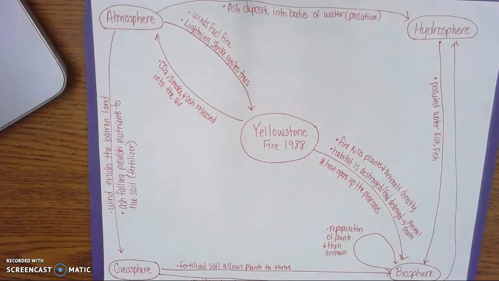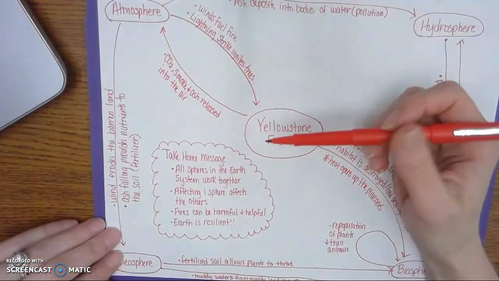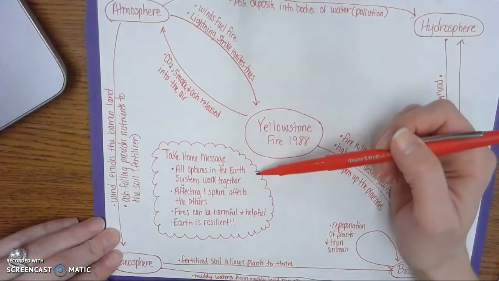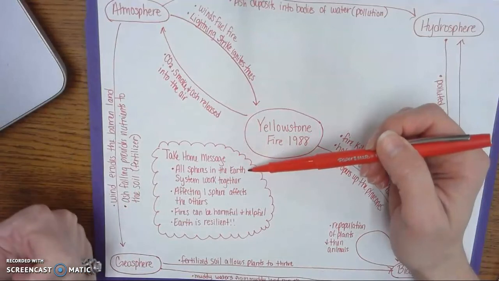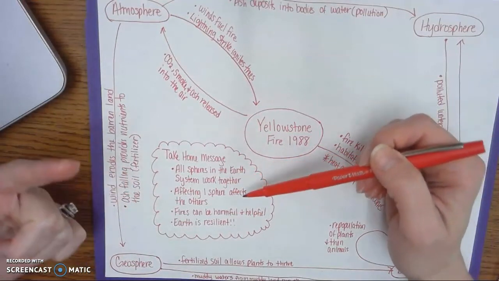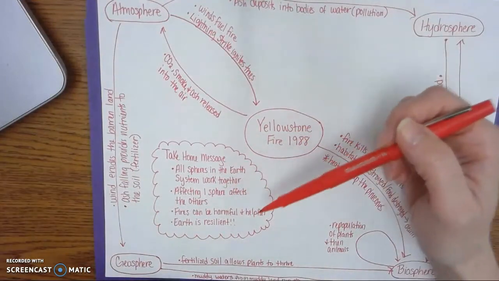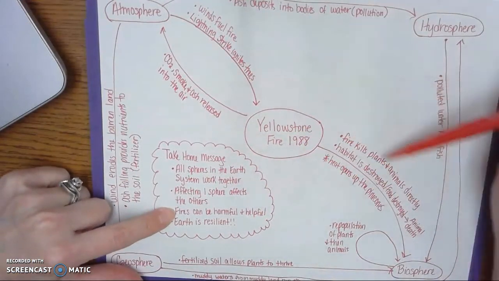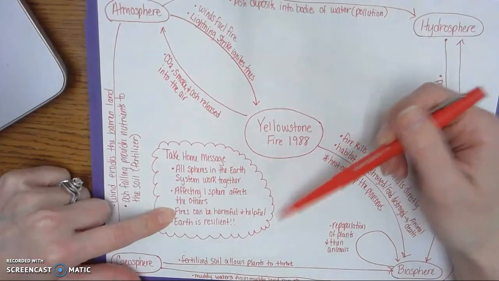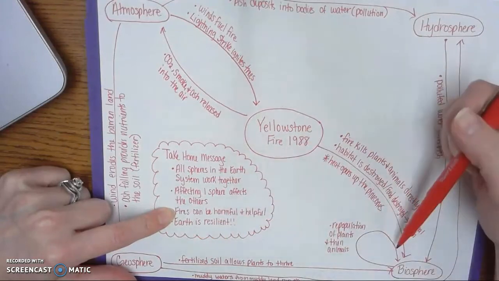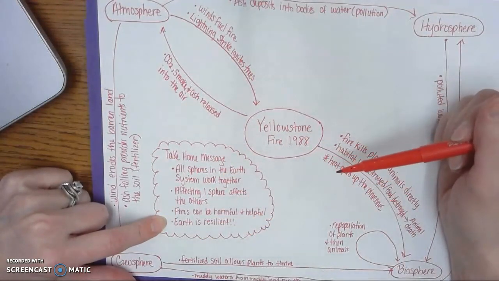So what is the take-home message? Through the magic of video, we've already jumped to here. So our take-home message is that all the spheres of the Earth system work together. Affecting one of the spheres affects all the other spheres. We've also learned that fires can be harmful. We're killing plants directly. We're leading to animal death, but it can also be helpful. We think of our nice little pine cones and we've got fertilized soil. And also that the Earth is extremely resilient. So go Earth.